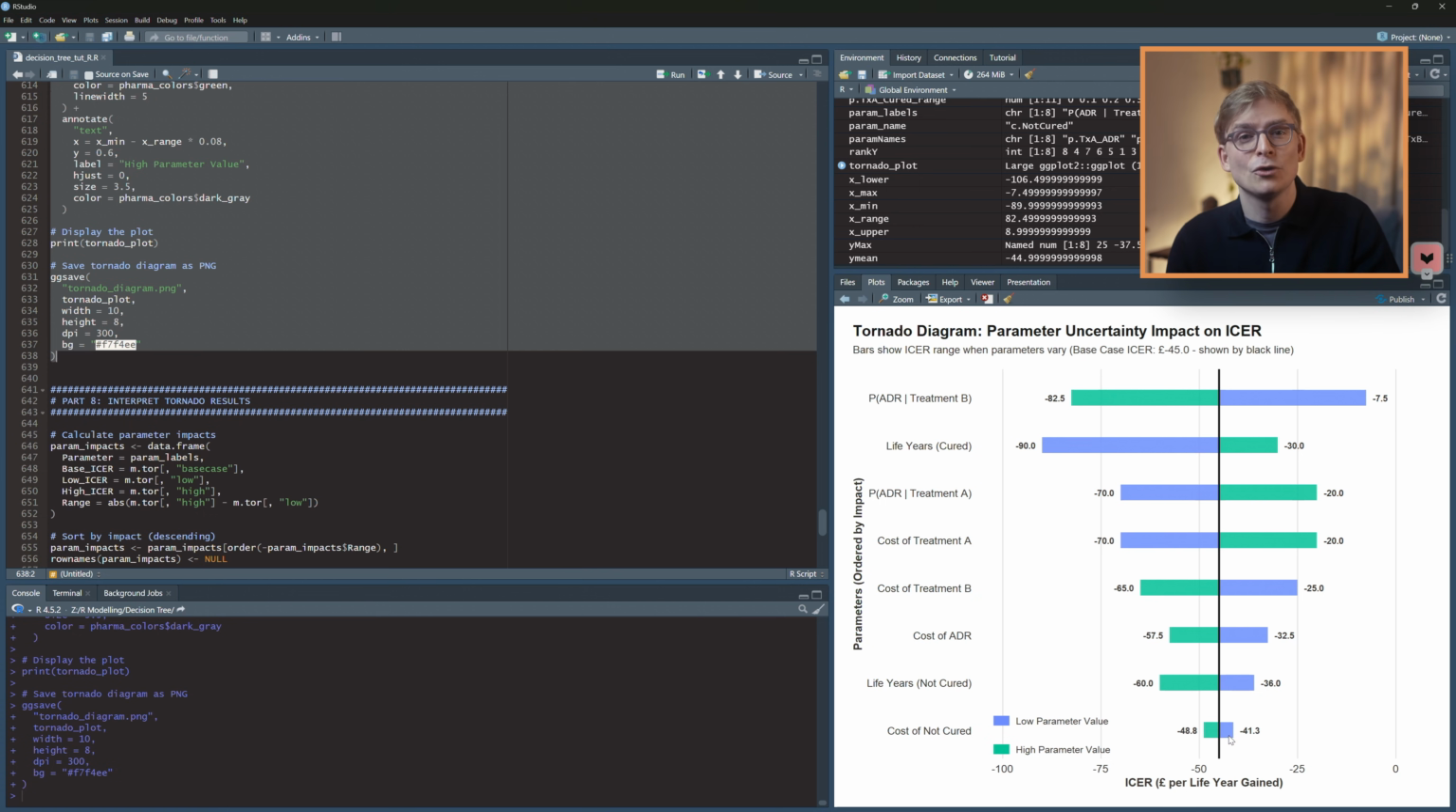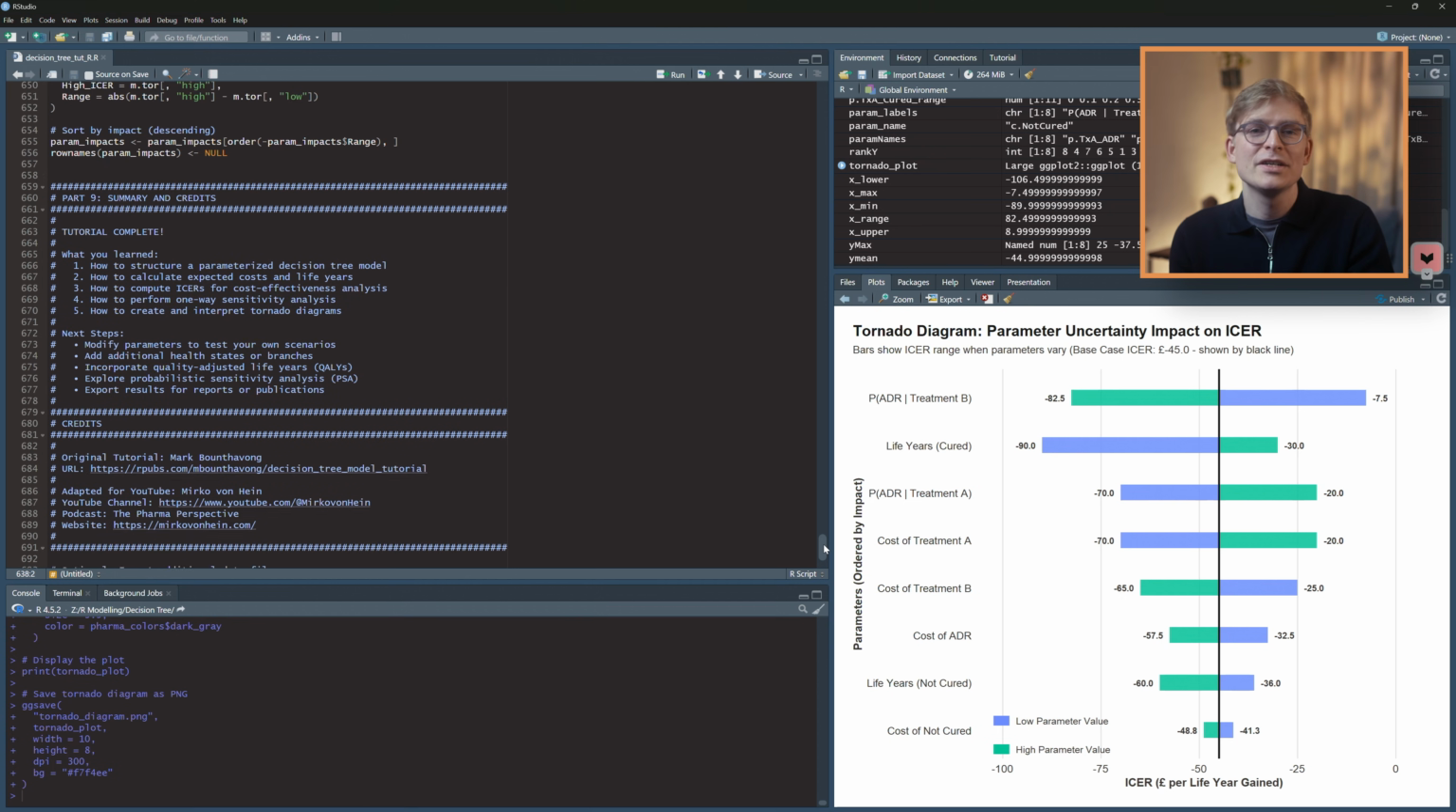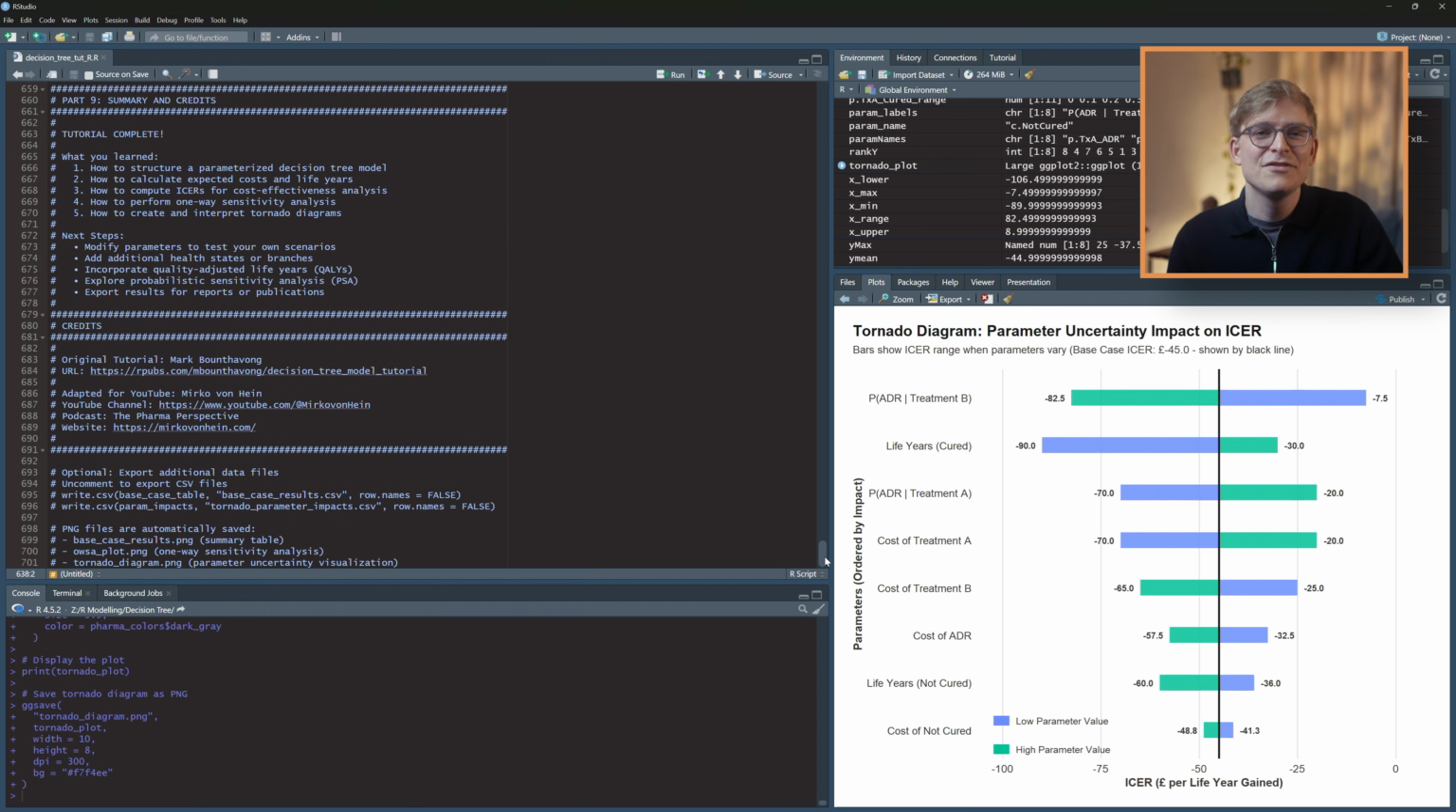Decision trees are fantastic for simple, well-defined pathways like the one that we've modeled today. They're intuitive, easy to visualize, and straightforward to implement. But they also have limitations. The first one is that they get unwieldy very fast. Even decision problems that seem simple at first can become really complex because the number of branches grows exponentially with each additional decision point. The second one is that decision trees assume everything happens in a single time period. If you need to model patients moving between health states over time, then Markov models are a better option for you. But for short-term decisions with clear pathways, decision trees are really hard to beat.